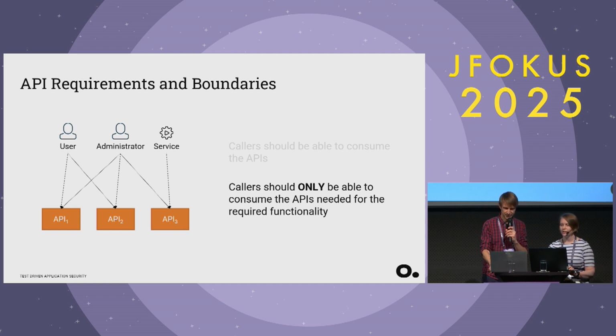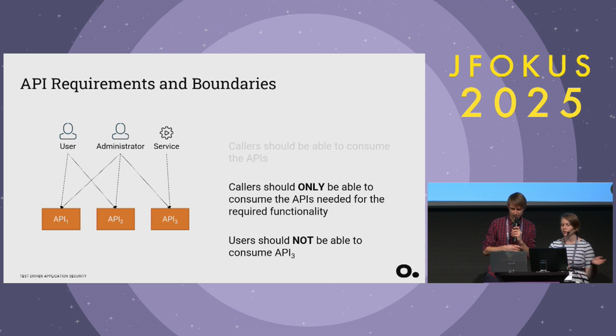So how can we verify that callers should only be able to consume the APIs they need? For this, we have a negative test case: the user should not be able to consume API 3, and this will assert that the user can only reach API 1 and 2.